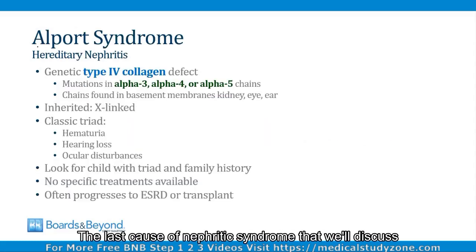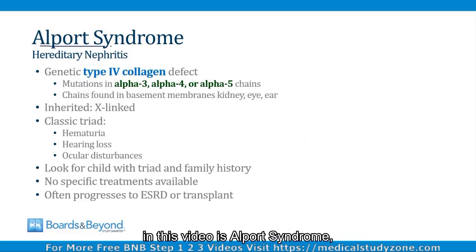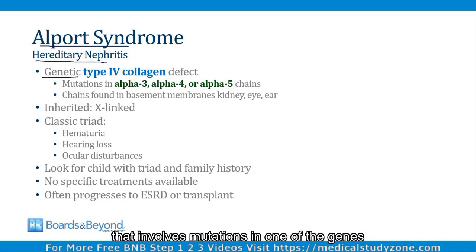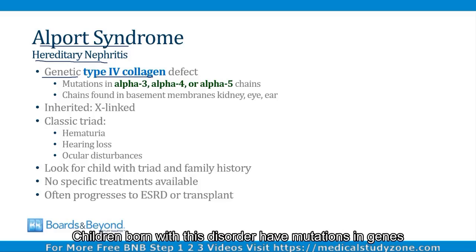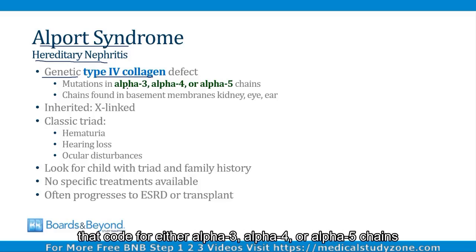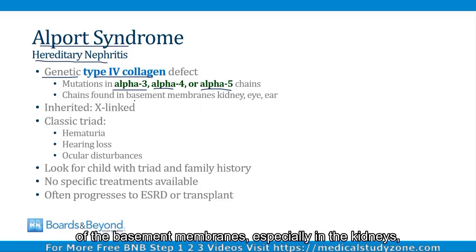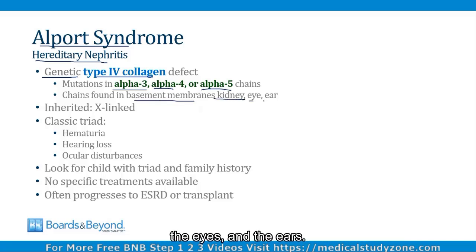The last cause of nephritic syndrome that we'll discuss in this video is Alport syndrome, which is also called hereditary nephritis. And it's called hereditary because it's a genetic disorder that involves mutations in one of the genes that are important for forming type 4 collagen. Children born with this disorder have mutations in genes that code for either alpha-3, alpha-4, or alpha-5 chains that are important for synthesizing type 4 collagen.